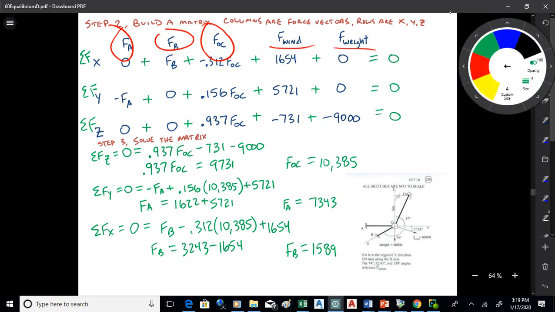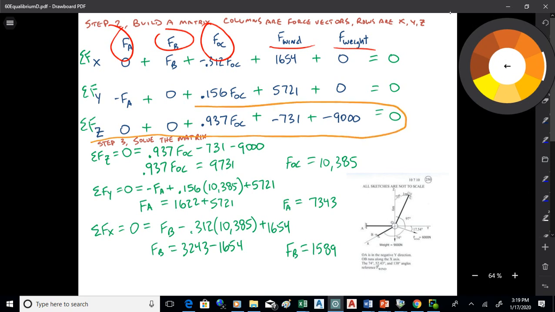So this one here, what do we got? Right here, you'll notice there's only one unknown in that row. So sum of FZ is 0. It's 0.937 FOC minus 731 minus 9,000. So 0.937 FOC then is 9731. I can divide both sides by 0.937 and I can get FOC. It's 10,385. So I'll start with that one because it only had one unknown in it.